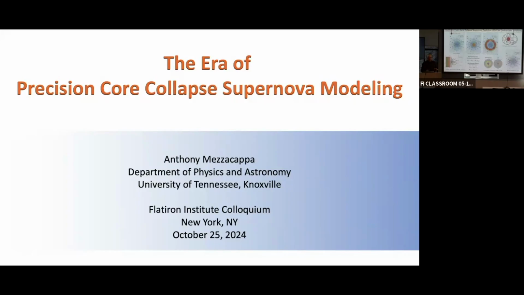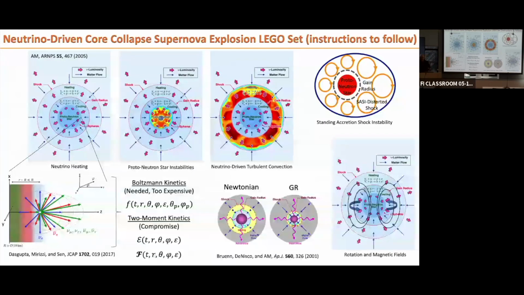So I know we have a broad astrophysics audience here, and so I'm going to start with all the building blocks of what goes into a core collapse supernova and core collapse supernova models. I call it my Lego set, and of course the instructions are still being written, so they will follow eventually.